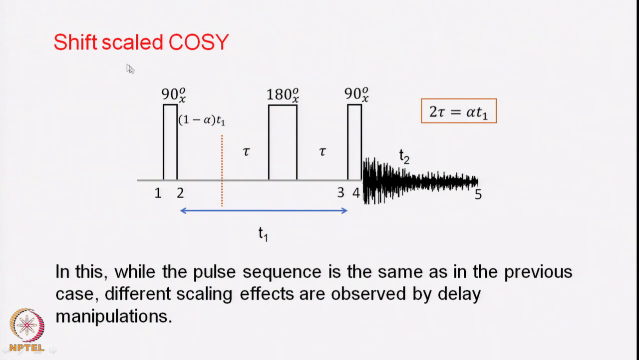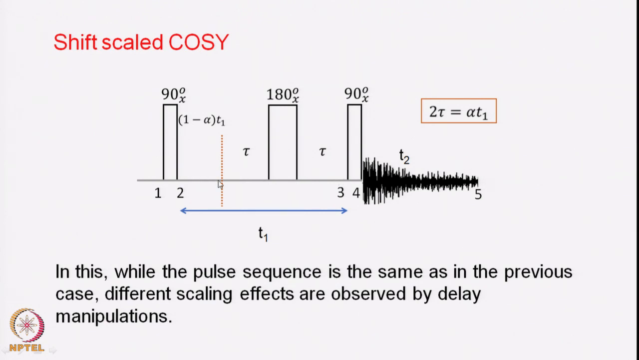So this is called shift scale COSY. In the earlier case we scaled the coupling constant. Now we will scale the chemical shifts. What do we do? Simple modification here. Now the T1 period is all the way from here to here. Earlier T1 period was from here to here and this was additional and we put this as alpha T1. So the whole period was 1 plus 2 alpha T1.